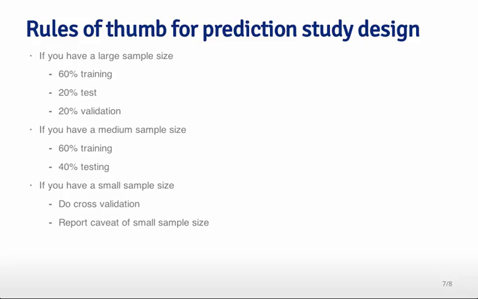Finally, if you have a very small sample size, first of all, you might reconsider whether you have enough samples to be able to build a prediction algorithm in the first place. But suppose you're dead set on building a prediction or machine learning algorithm, then the idea might be to do cross-validation and report the caveat of the small sample size and the fact that you never got to predict this in an out-of-sample or a testing data set.